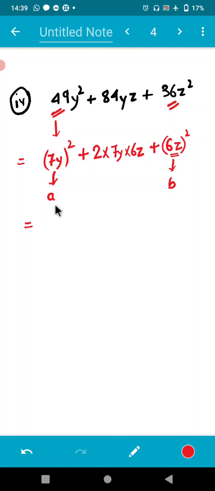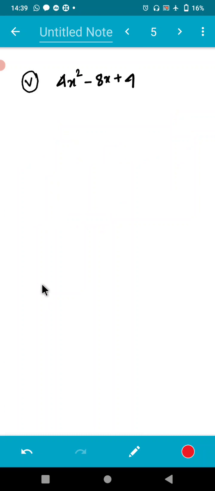Now in the next step, we have to write a plus b whole square. So what is a? 7y plus what is b? 6z, and this will give as whole square. Understood? So this is the solution of sum number 4. Let's move on to sum number 5. Again we have a minus sign, that means we have to use the second identity, but before that we have to convert this first term and the last term in the form of a square and b square, isn't it?